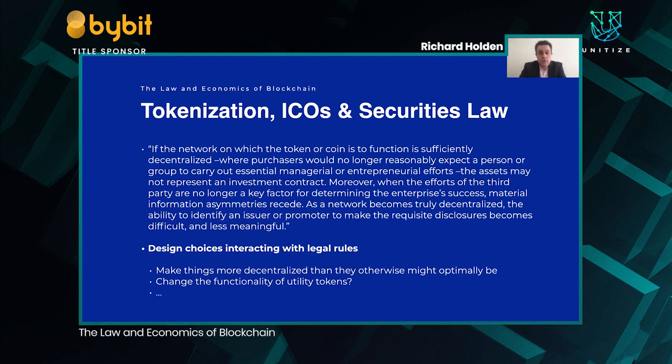Okay, now, the point that I just made there on that bolded bullet point is that design choices here are interacting with legal rules. People designing tokens, people designing ICOs with tokens naturally involved in them, are making design choices for economic reasons, but they're also affecting how their tokens are going to be viewed by the court. So if you make things more decentralized than they might otherwise optimally be, that might be good in one sense in terms of something not being considered a security, but it may be economically damaging. So there's a trade-off there. Okay, so might one want to, in a sense, damage the functionality of utility tokens in order for them not to be seen as a security?